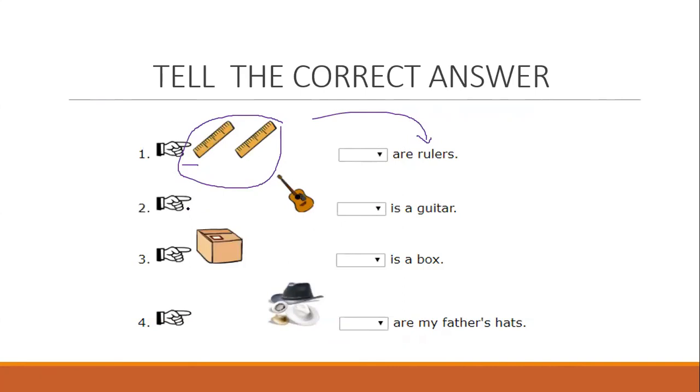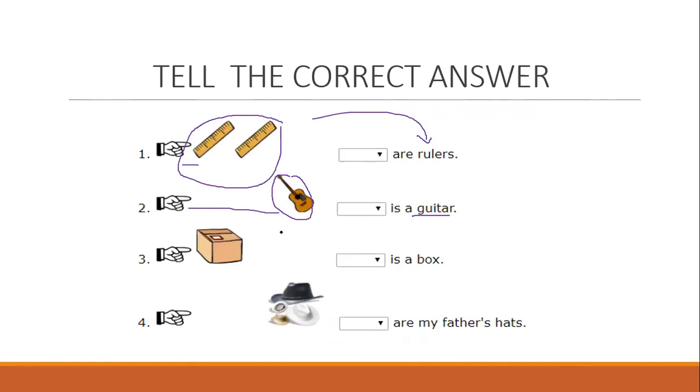Now, in this case, it's singular. Only one guitar, a guitar, correct? And it's long distance. So I say, that is a guitar. That is a guitar. Yeah? Is that correct? That is a guitar.